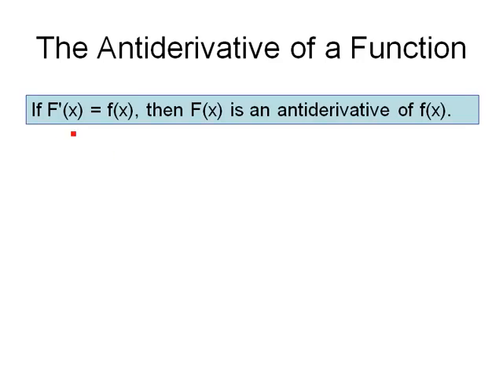So what we're going to be talking about is the antiderivative. If capital F prime of x is equal to little f of x, then capital F is the antiderivative of little f of x. In other words, if we're given a derivative and we find the function without the derivative on it, then that is the antiderivative. Going from F to F prime is derivative, going back the other way is antiderivative.